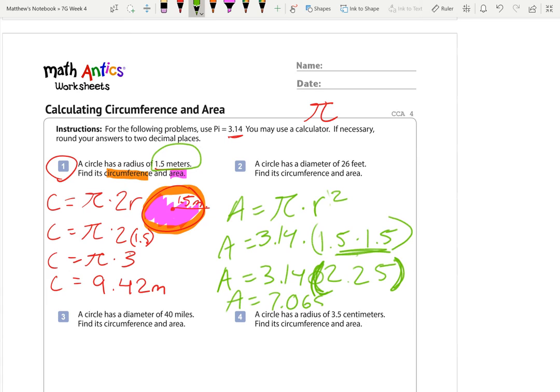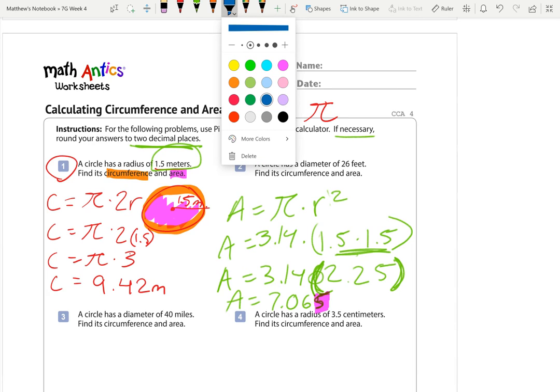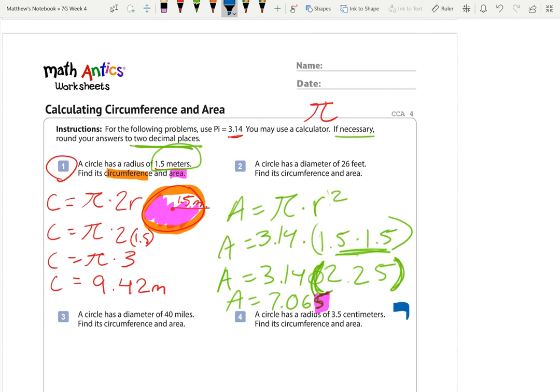All right, now it says, if necessary, round your answers to the nearest 2 decimal places. So if it's 7.06, I'm going to look at the number after the 6 to see if I round up or down. Since it's 5, that tells me I need to round up, because if it's between 5 and 9, that means I need to round up the number before it. So my final answer here is going to be 7.07. And since it's meters, it's going to be meters.